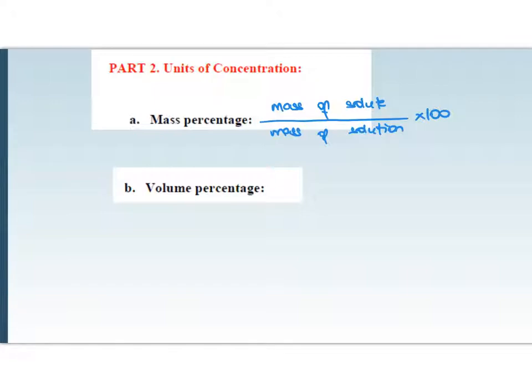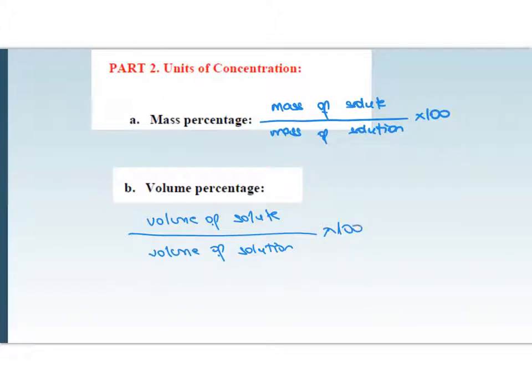Now comes the volume percentage. It is just same as the mass percentage. You have volume of solute over volume of solution times 100. But in this case, finding the volume of solution is not that easy as finding the mass of the solution, because when you sum the volumes up, they are not going to give you an exact number. So in most of the questions, the exact volume of the solution is given to you.